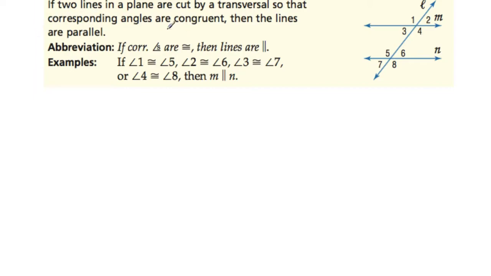Then we have this: if two lines in a plane are cut by a transversal so that the corresponding angles are congruent, then the lines are parallel. Here we can see angles 1 and 5 are congruent. That must mean that lines N and M are parallel. Previously, we said if lines M and N are parallel, corresponding angles, such as angles 1 and 5, are congruent. Now we're going backwards, and we're saying if these two angles are congruent, the lines must be parallel. And we can see that about any of these other corresponding angles.